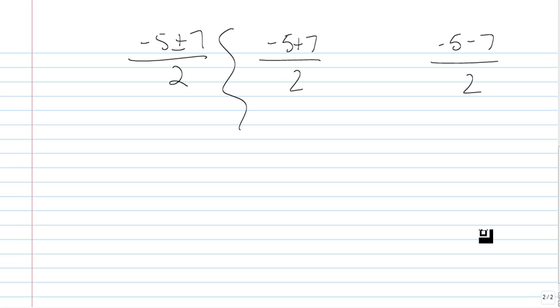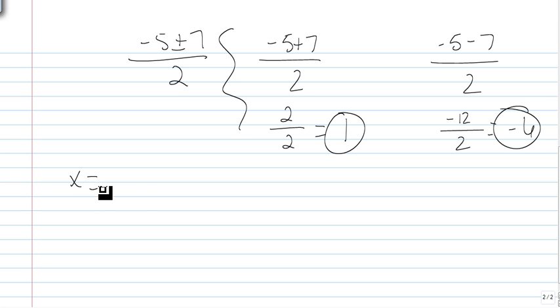All right, so now let's solve these. So what's negative 5 plus 7? That's a positive 2, and positive 2 divided by 2 is 1. So there's one answer. Over here, negative 5 minus 7 is negative 12, and negative 12 divided by 2 is a negative 6. So your two answers for the quadratic are x equals negative 6 and 1. And that's how you can write your answers to solve your quadratic equation.